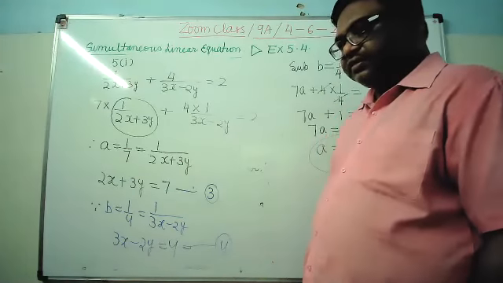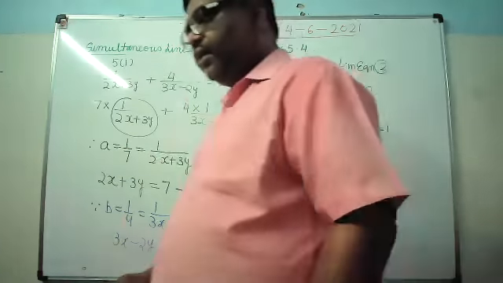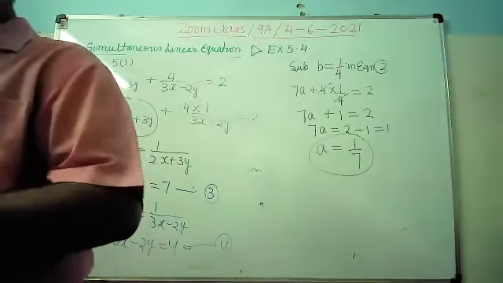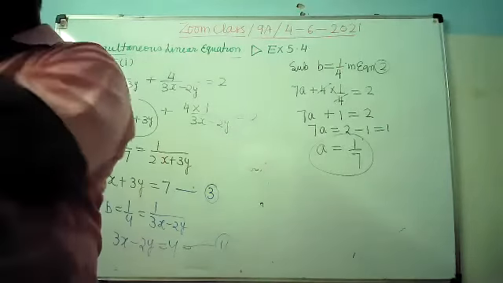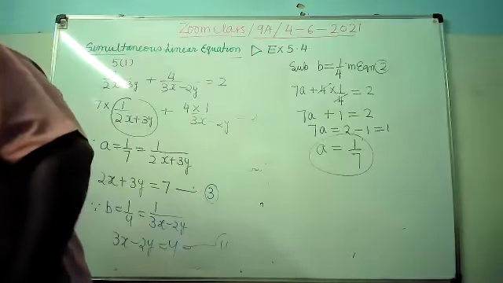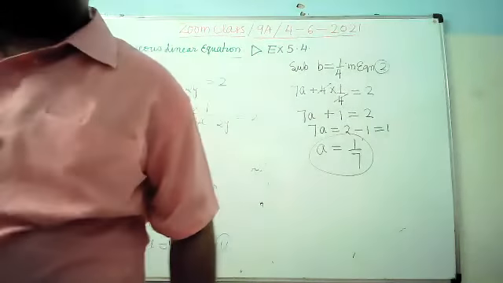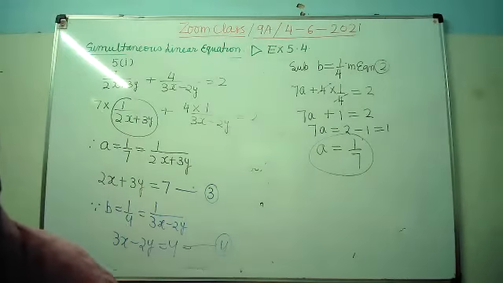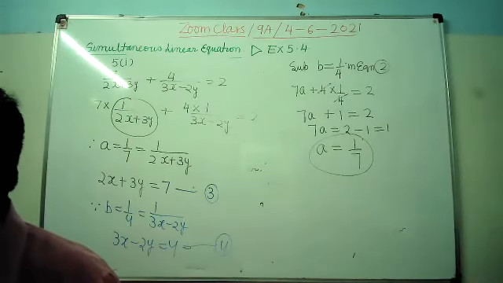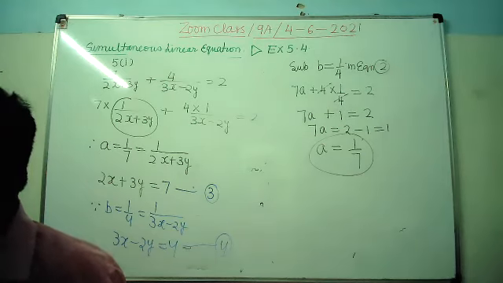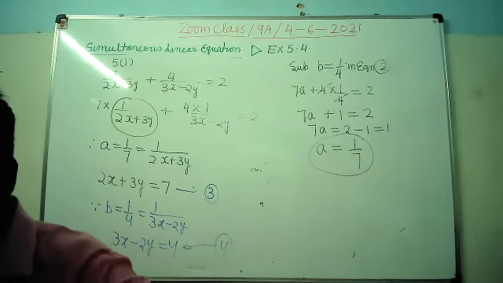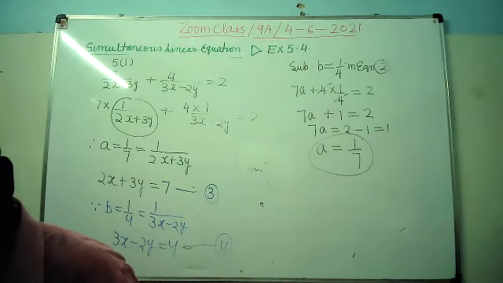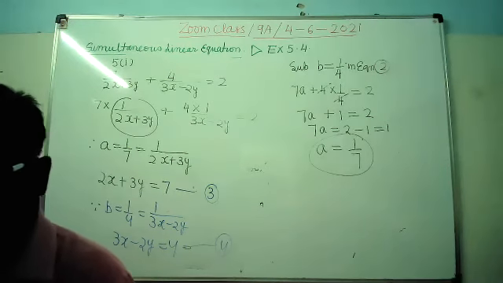Is it clear? Yes, sir. When we solve 3 and 4, we will get the values of x and y. This means here we have to solve two times. Is it clear? Yes, sir. So now I have explained all types of questions in exercise 5.4.